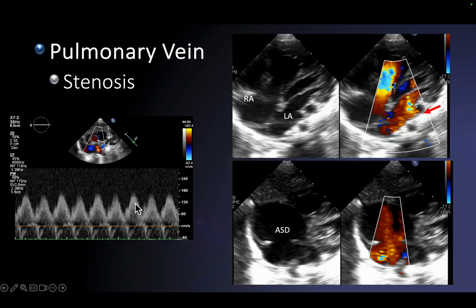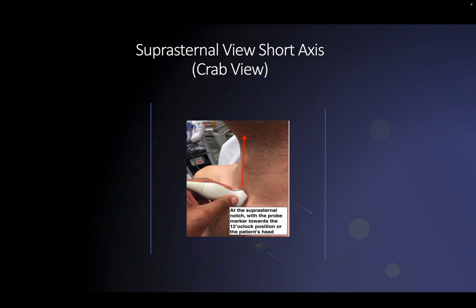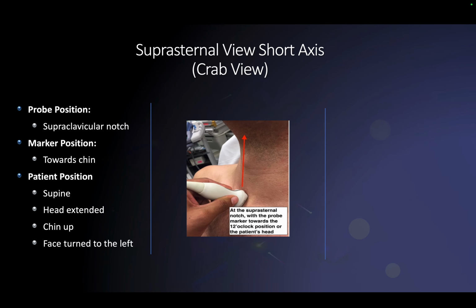And that's the flow pattern, which is kind of a continuous flow and a high velocity more than 1.2 meter per second, indicative that this is a case of a pulmonary venous stenosis. And then we shifted to a suprasternal view, what we call a crab view, where you can see all the four pulmonary veins together.